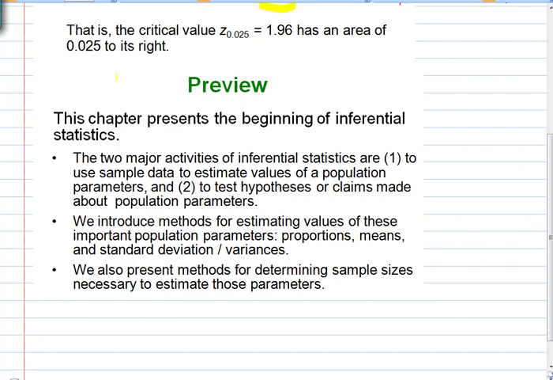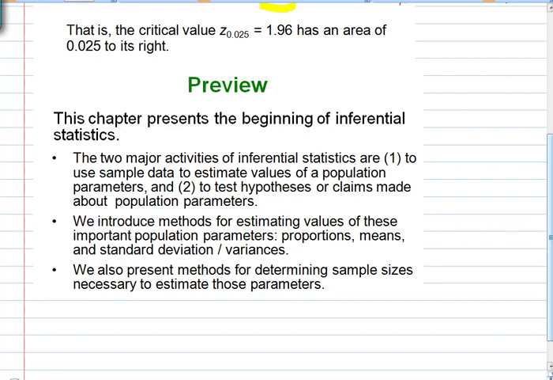We're going to be doing tests of hypotheses and investigating claims. We're going to introduce methods for estimating values of important population parameters for proportions, means, and standard deviations, and present methods for determining sample sizes that are necessary when estimating those parameters. If your sample size is too small, your results will be biased, skewed, or invalid.